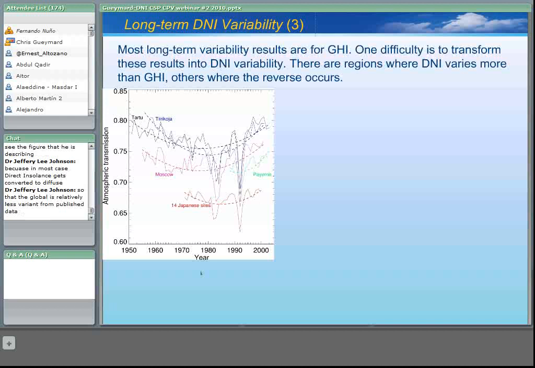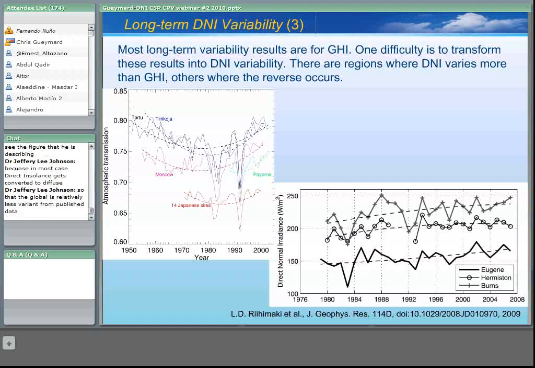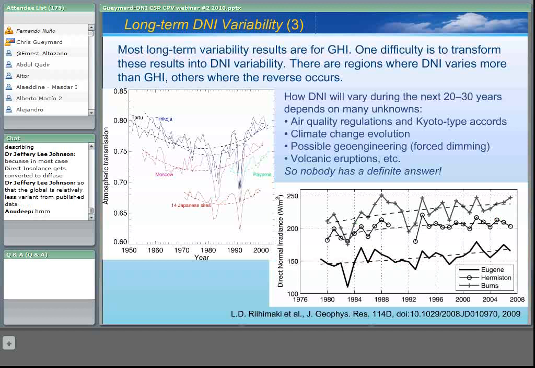And another plot here again from stations in Oregon, in the Pacific Northwest US. And you see again, this is for DNI actually, and you see again a positive trend or brightening period for all these three sites. But how will it go in the future? We don't know exactly. So the unknowns are many. How air quality regulation, or Kyoto type accords, will take place. We assume that air quality improvements in Europe, for example, and in Russia have tremendously affected the dimming and brightening things. Climate change evolution, of course, you know, there could be more clouds or less clouds, for example.